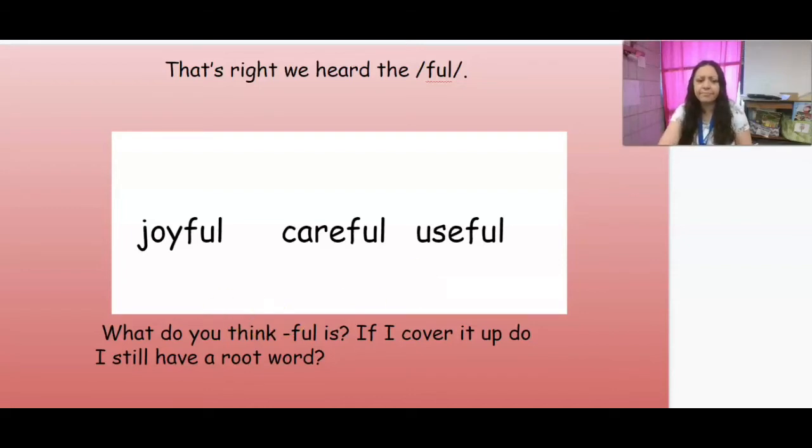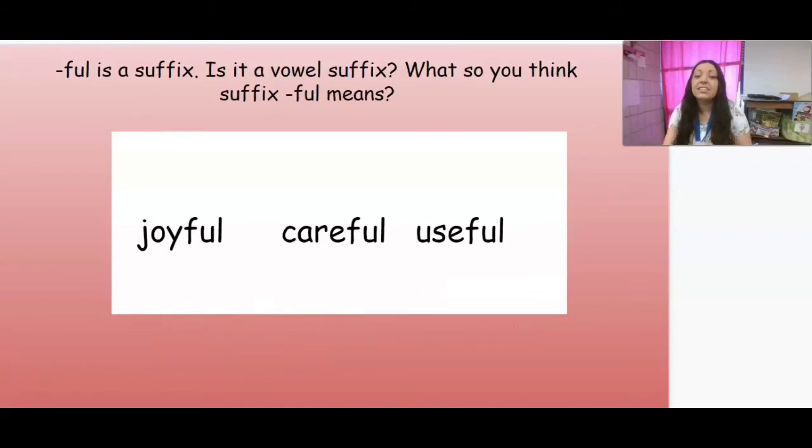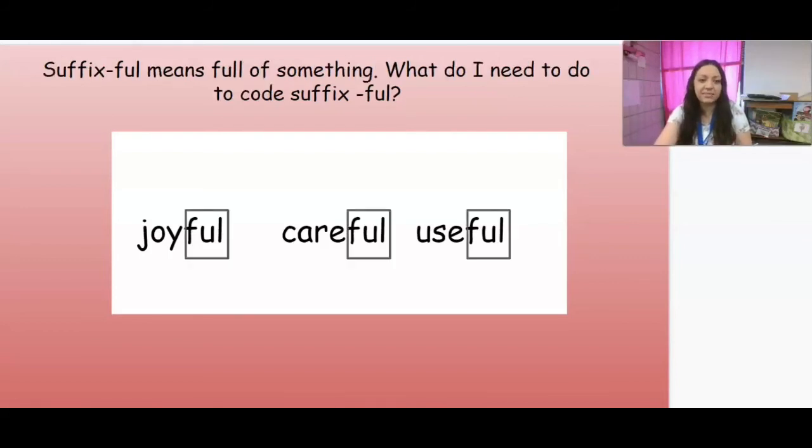Suffix F-U-L means you're full of something. So if you're joyful, you're full of joy. Careful, you're full of care. Useful, you're full of uses, okay? So we figured out what it means. It's kind of an easy one, isn't it? Okay. Suffix ful, we said means full of something.